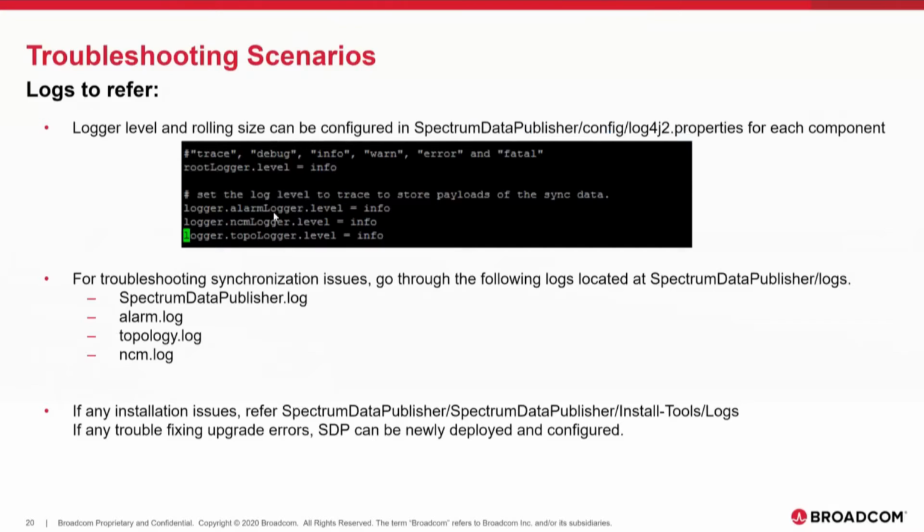The root logger has the overall information of the schedules run. If detailed information is required, component-level debugging can be enabled. Each of these components has a separate log. The Spectrum Data Publisher log is the root-level log, and then alarm.log is for alarms and topology information. During installation, we can see the installation logs folder.